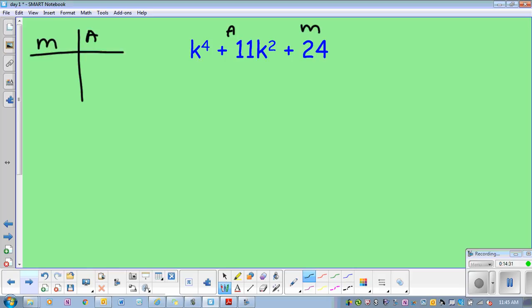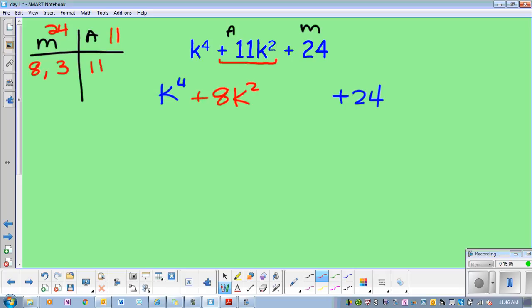Two numbers that multiply to give me 24 and add to give me 11. What are they? 8 and 3. Good, thank you. 8 and 3. So since this is a K to the 4th, it's different from what we're used to. Bring down the first, bring down the last, and let's rewrite this 11K squared using the two numbers that Cooper gave us. So plus 8K squared plus 3K squared, right?